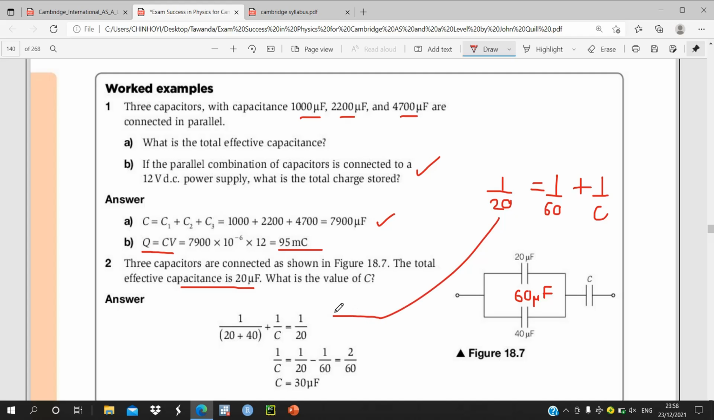That's why we are having this equation. It's similar, because this 60 is coming from adding this, because they are in parallel. So if they are in parallel, just add. But this one and this one, they are in series. How are we going to say? We are saying 1 over the combined, the total, is equal to 1 over 60 plus 1 over C. Then you make C the subject. You would find that C is going to be 30 microfarads.